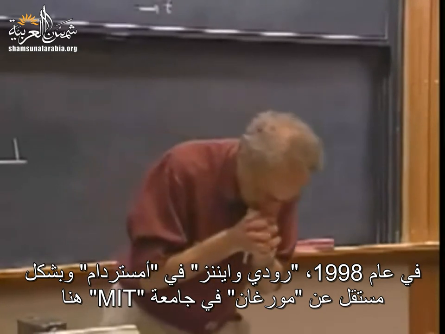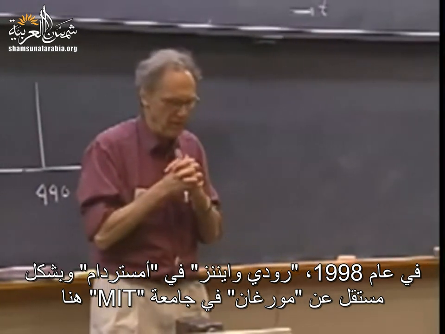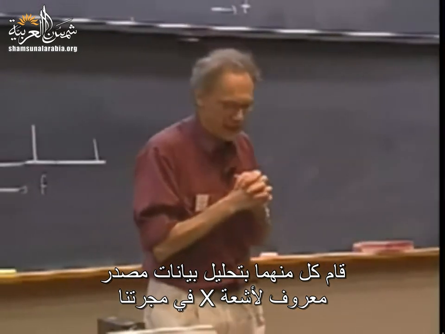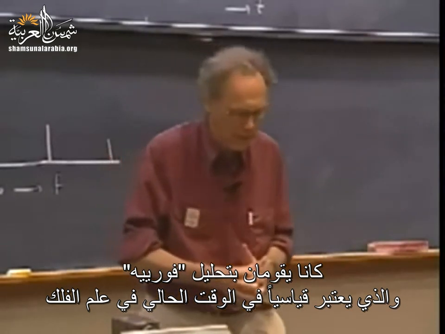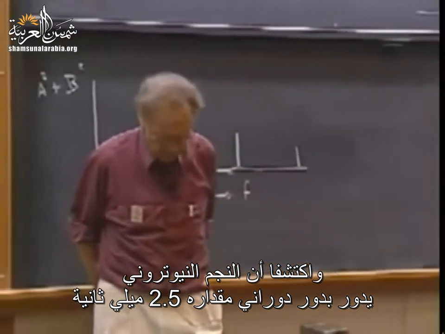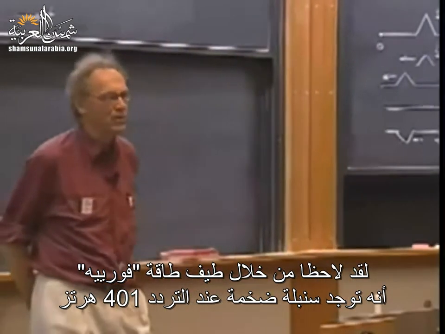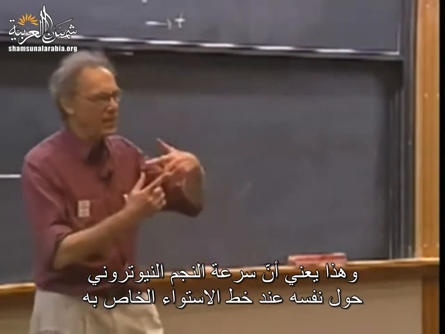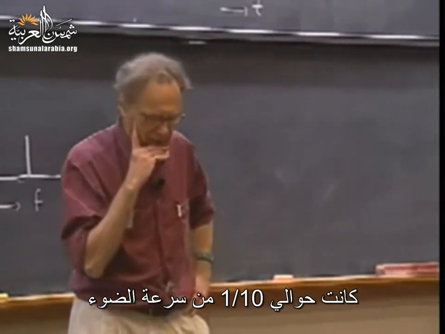And in 1998, Rudy Wijnands in Amsterdam and independently Morgan here at MIT were analyzing X-ray data from a known X-ray source in our galaxy, and they were performing a Fourier analysis, which is standard nowadays in astronomy, and they discovered that the neutron star was rotating with a spin period of 2.5 milliseconds. They noticed in the Fourier power spectrum a huge spike at 401 hertz. It means that at the equator of the neutron star, the speed going around was about 1/10 of the speed of light.